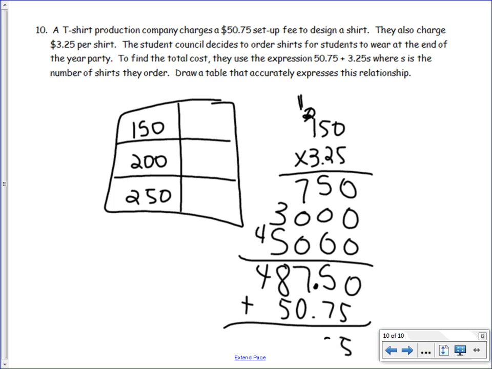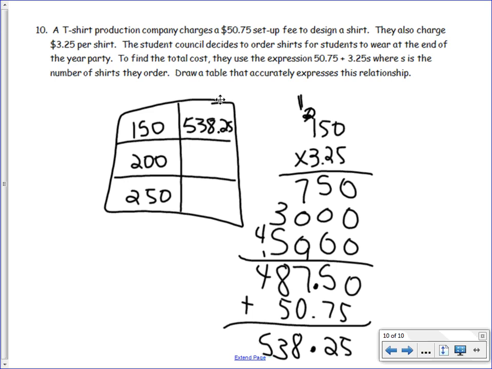So that's 5, 2. Remember, when you add, you're going to stack your decimals. Line them up. 7 plus 1 is 8. 8 plus 5, 13, 5. So I have $538.25.